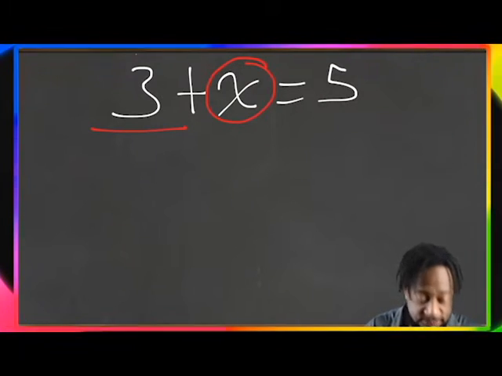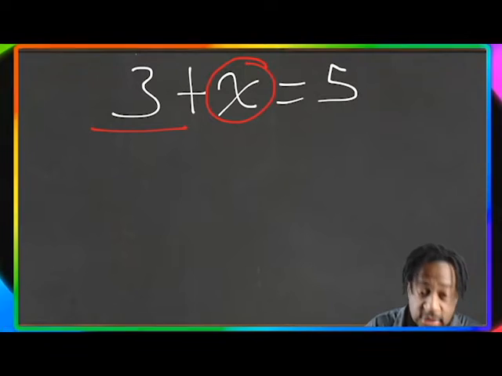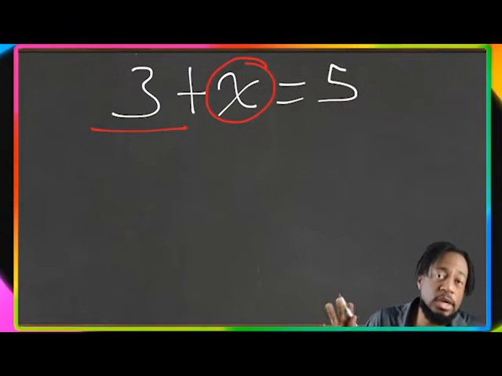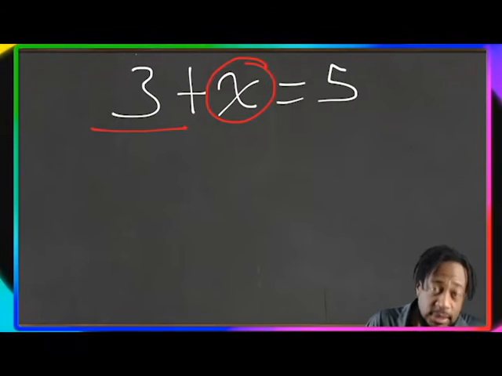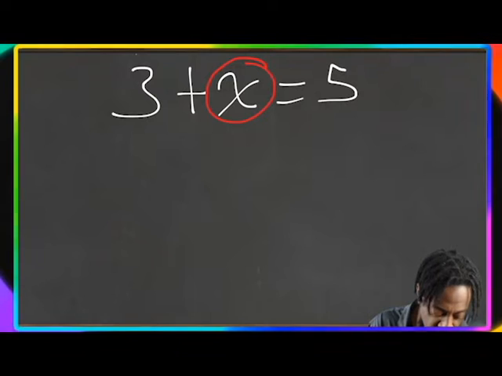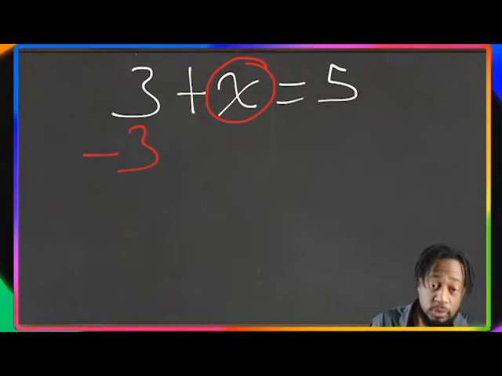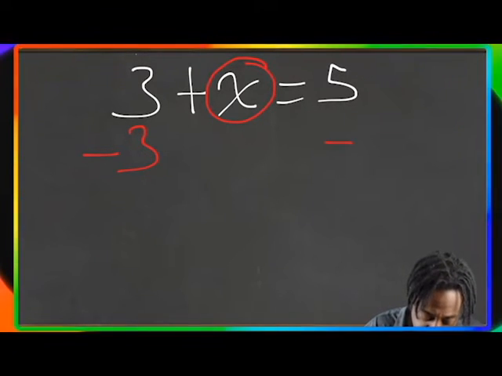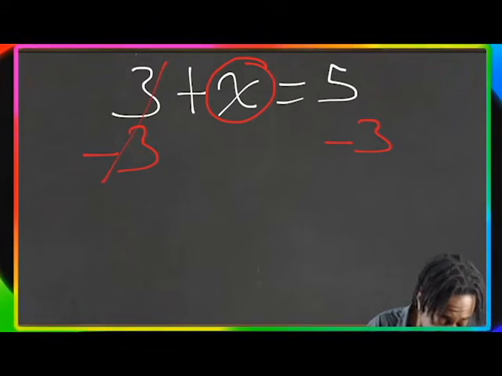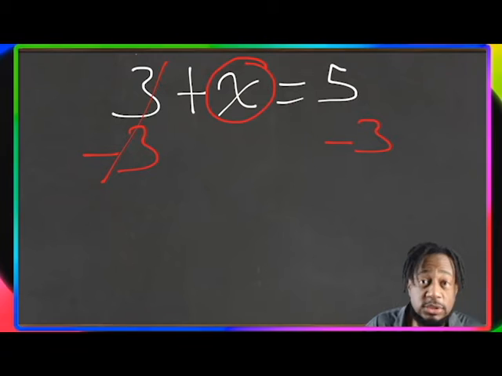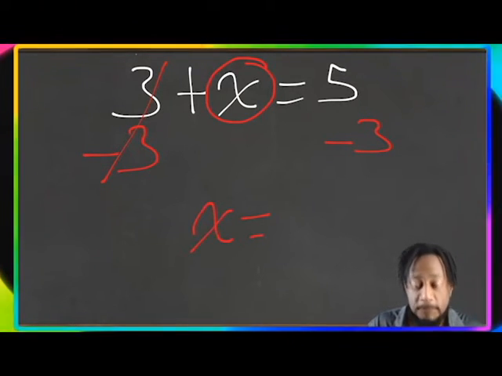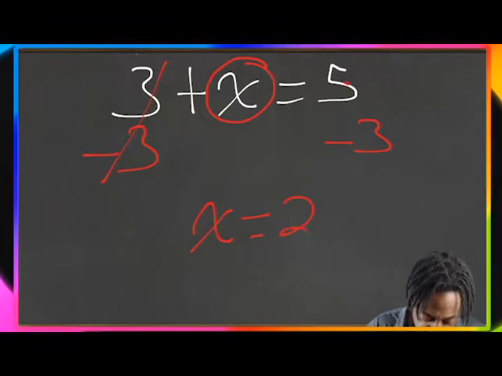We use the inverse. What's the opposite of plus 3? Let's keep it simple. What's the opposite of plus 3? Minus 3. So once you do minus 3, let's move this bar out the way. That's minus 3. What you do to one side, you have to do to the other side. Now it's on the other side. Because this cancels. My inverse is going to cancel, which is going to leave me with x is equal to 5 minus 3, which is 2.